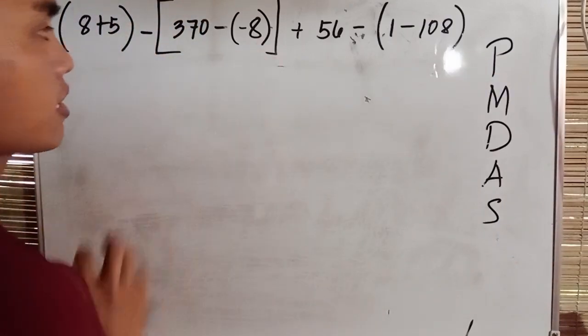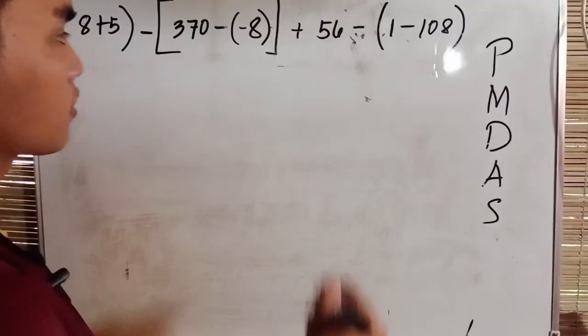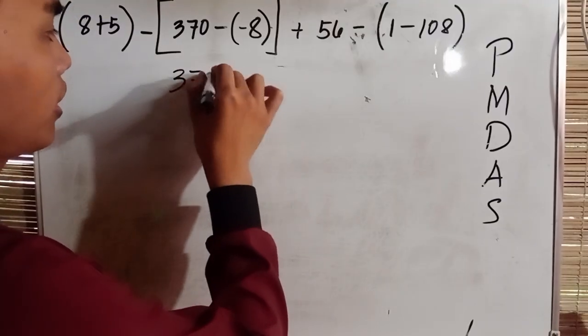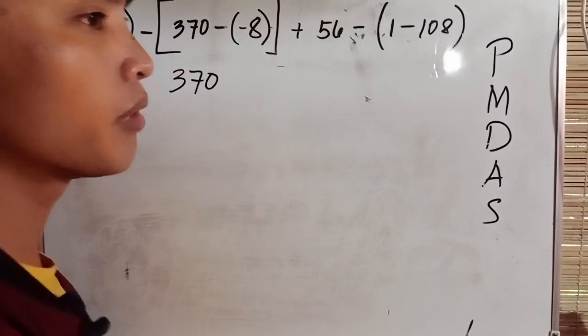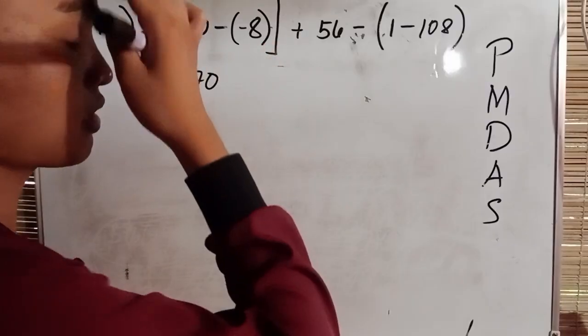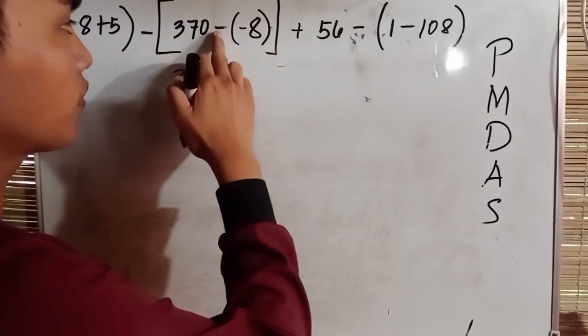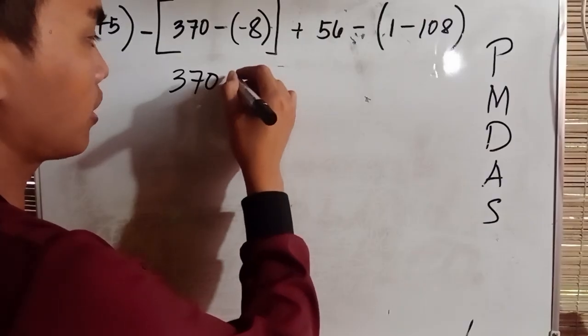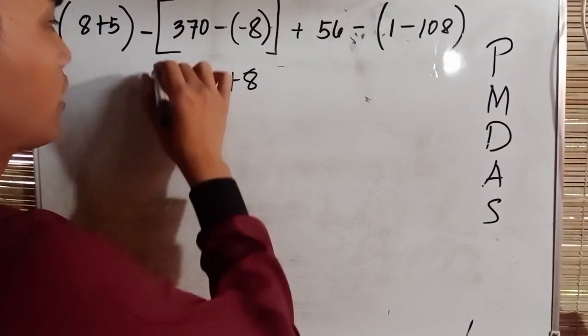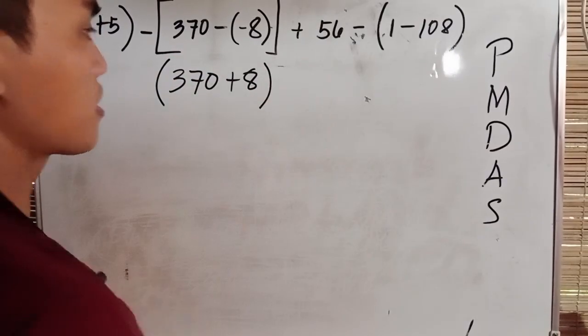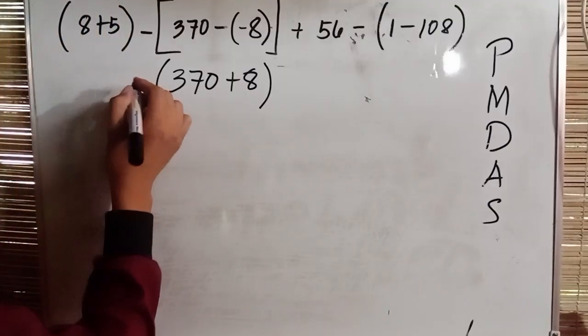Let's remove parentheses inside the bracket. So let's just copy 370 and then multiply negative by negative 8, to remove these parentheses, of course. First things first, we have to know that when we multiply negative by negative, it's always a positive, and then 8. To group this one, let's use parentheses. So let's proceed with here.